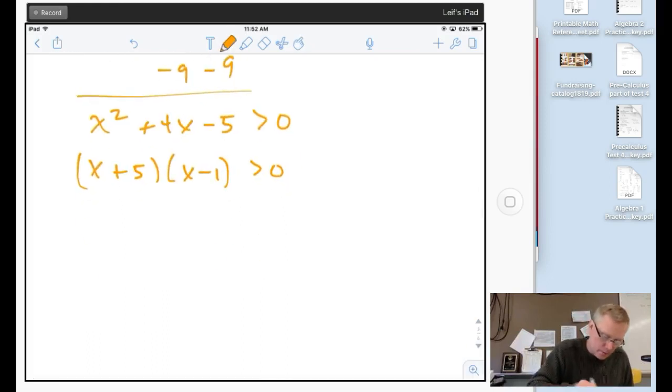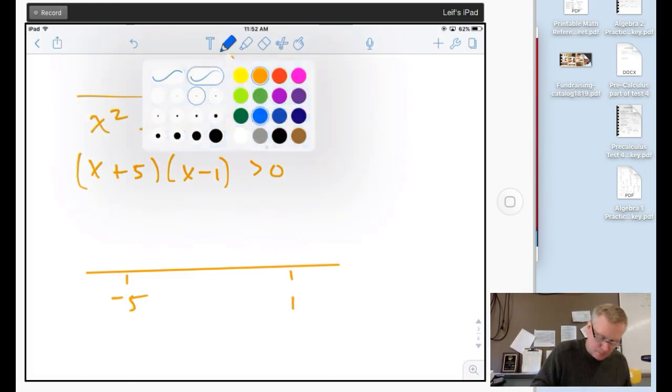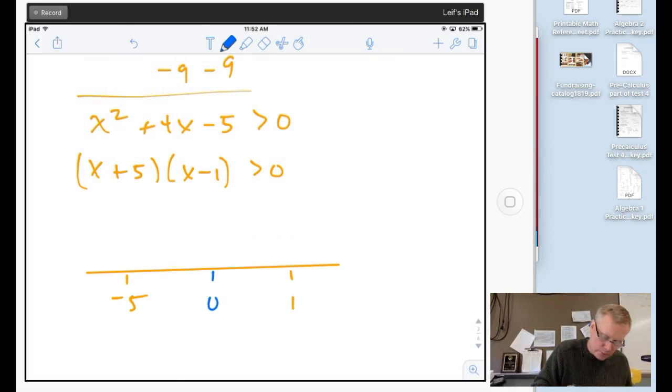Okay, so I'm going to go down here and make my number line. I'm going to put negative 5 and positive 1, and then pick some numbers in between. So I like 0, for example. If I plug in 0, I get 5 times negative 1. Is that greater than 0? No, that's a negative number, so that one's not going to be in my solution set. What about 2? If I plug in 2, I get 5 plus 2 is 7, and 2 minus 1 is 1, so that's a positive number. That one's good.